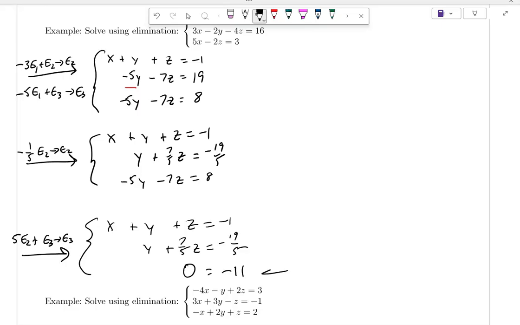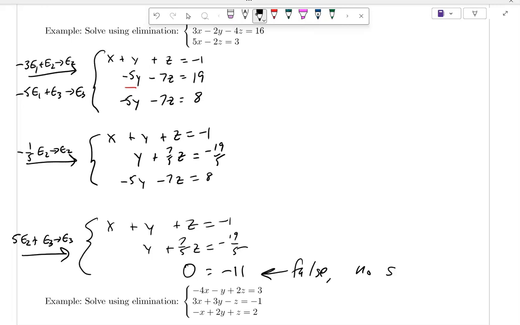What can you say about this here? It's false, isn't it? It's a false statement. We got 0 equals something that's not 0. So if it's false, what does that tell you? There's no solution. Good. So this is false. Oops. So no solution.